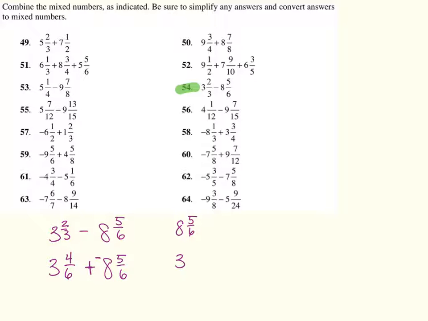And then just remember that my answer is going to be negative because the negative 8 is the bigger number here. So 8 minus 3 gives you 5. The numerators, 5 minus 4 is 1. So 5 and 1/6 is actually negative 5 and 1/6.